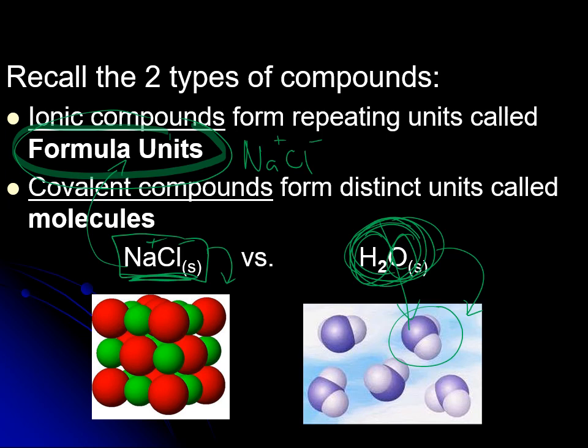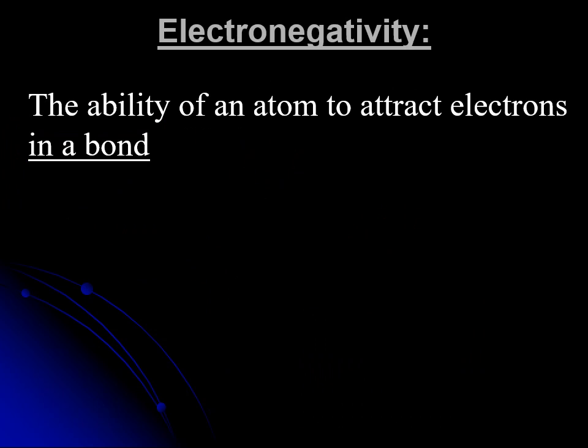Now, what we're going to be looking at today is how do you determine which of these two the compound that you're dealing with is going to behave like. And so to do that, we're going to be talking about this concept of electronegativity. So electronegativity is the ability of an atom to attract electrons specifically in a bond, not just an atom sitting by itself, because that is electron affinity, and that's not particularly useful for us. But what is really useful is electronegativity.